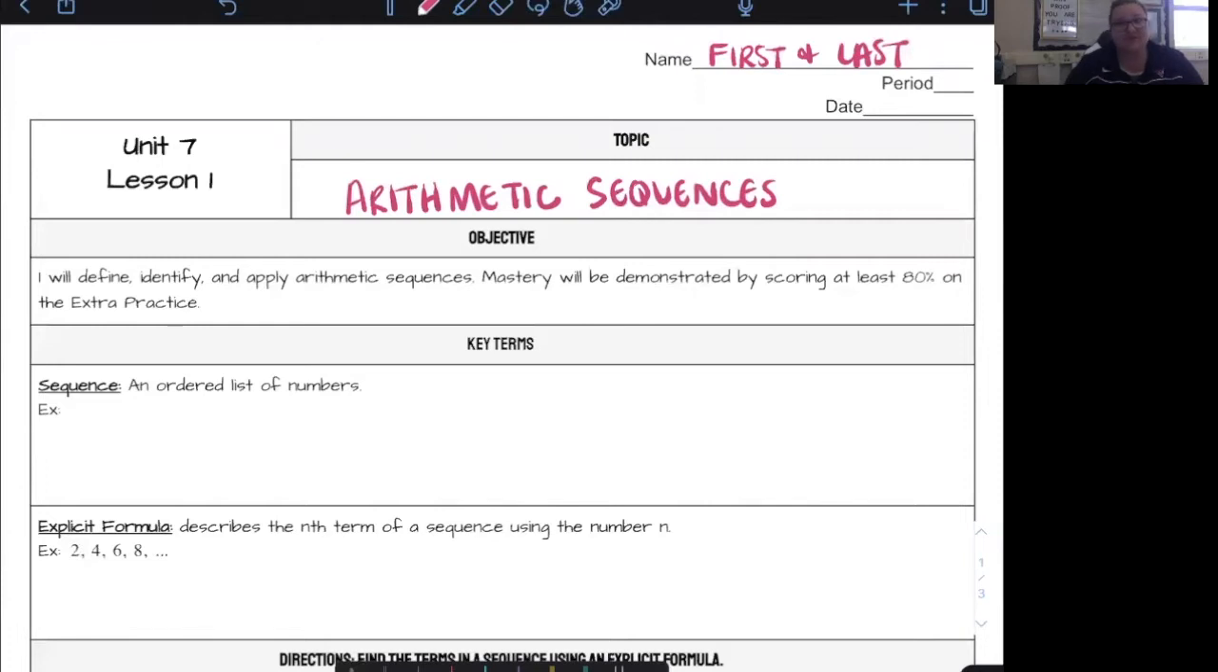Don't forget to put your first and last name, period, and the date in the upper right-hand corner of your paper, like always.